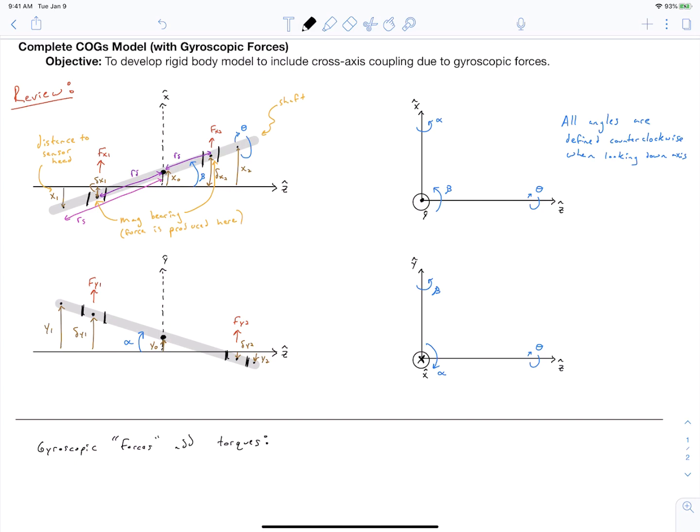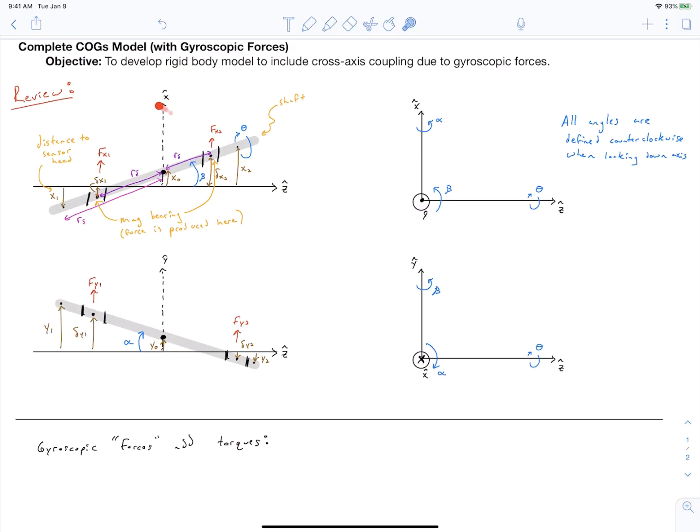The objective of this video is to finish developing our rigid body model to also include the impact of cross-axis coupling that is caused by gyroscopic forces. So at the end of this video, we will have a single complete model in what's referred to as the COG coordinates, the center of gravity coordinates.